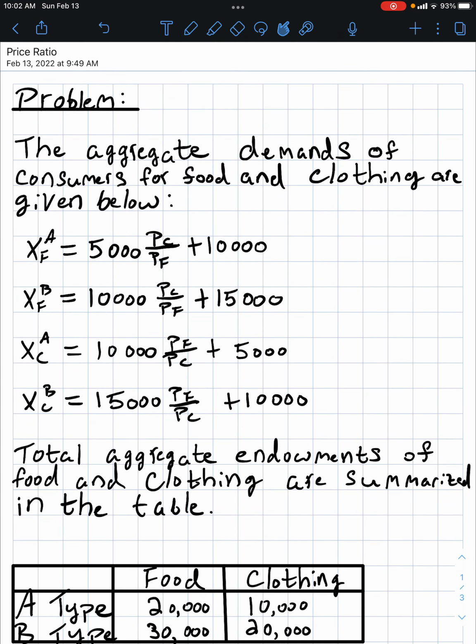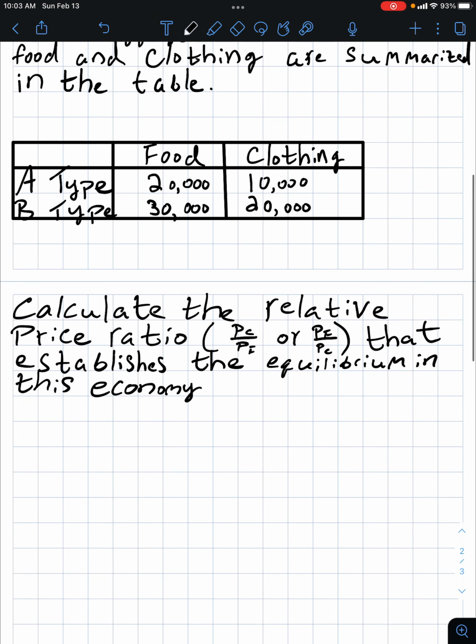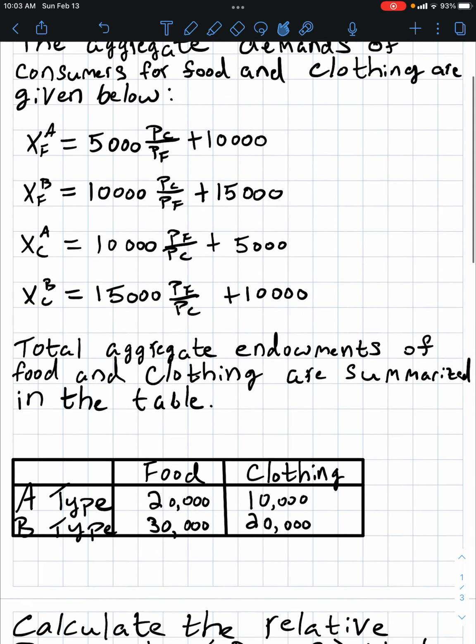Welcome back. Hopefully you were able to solve this problem. Now, let's solve it together. So, we are calculating the relative price ratio PC over PF or PF over PC that establishes the equilibrium in this economy. First we need to decide if we're going to solve for PC over PF or PF over PC. Let's solve for PC over PF.